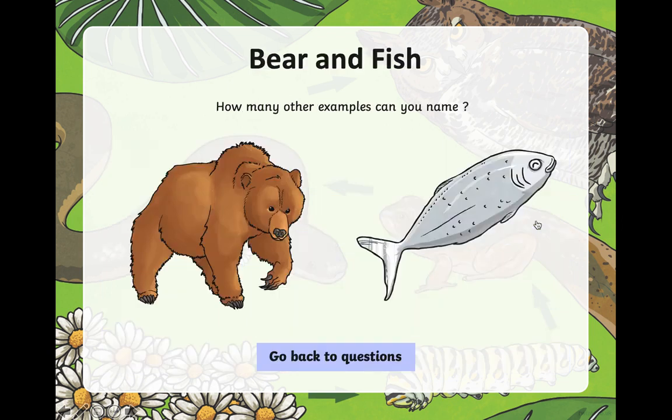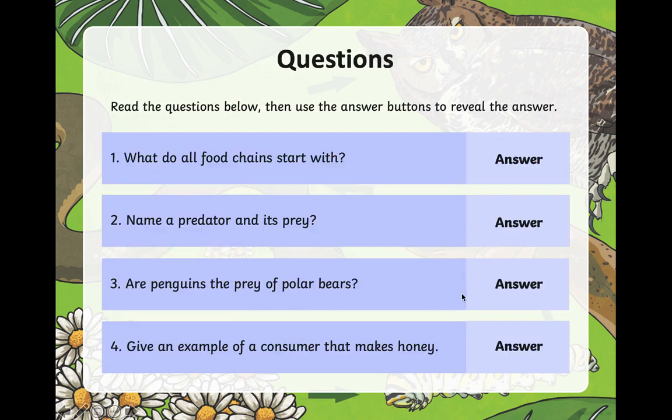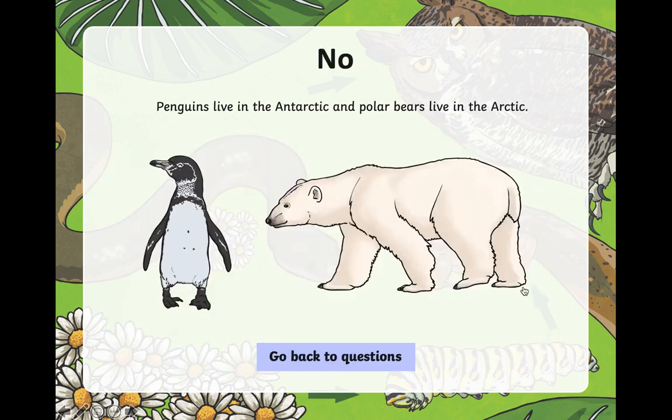Right. So, a fish and a bear. A bear. Okay. Are penguins the prey of polar bears? So let's see. No. So penguins live in Antarctic and polar bears live in Arctic. So obviously, if they were living in the same place, the polar bear would eat the penguin, right? But they're not living in the same place.